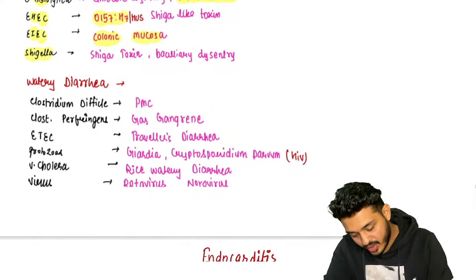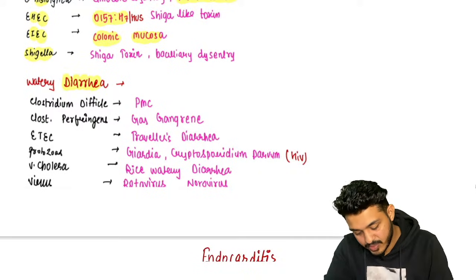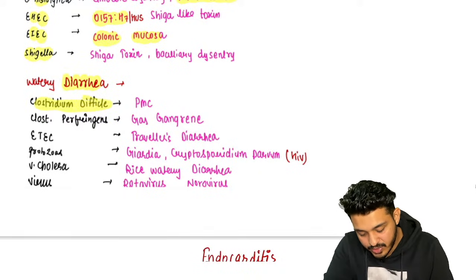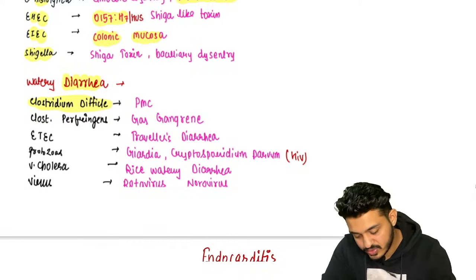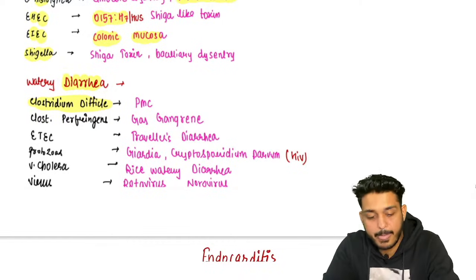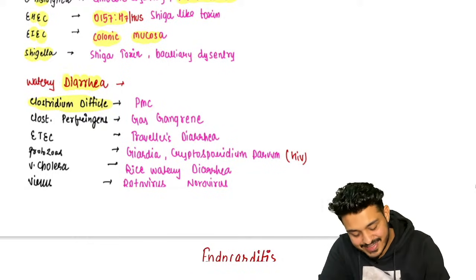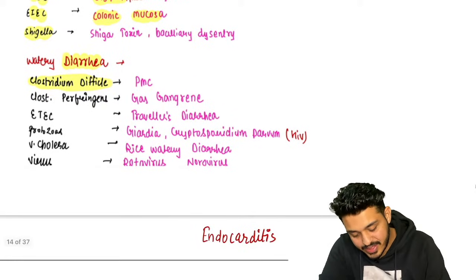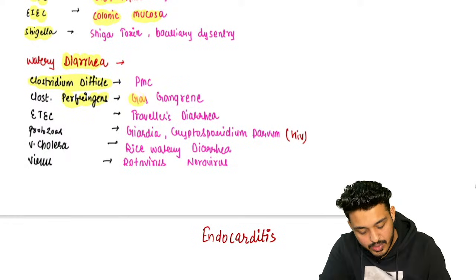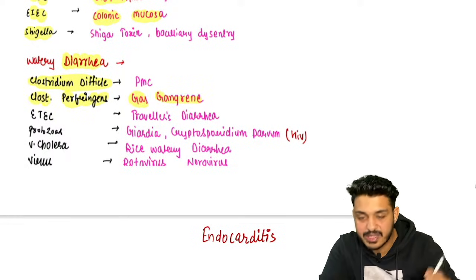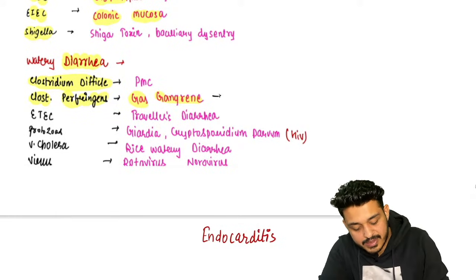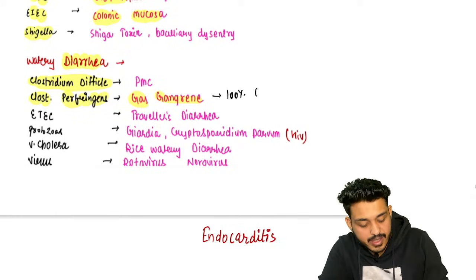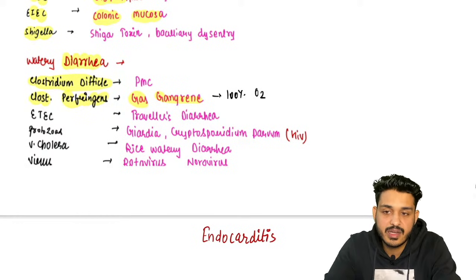You can have watery diarrhea. You can appreciate it with Clostridium difficile. I told you this is difficult to culture, that is why it is known as difficile. It can cause pseudomembranous colitis, the disease that we can appreciate. Next one is Clostridium perfringens, which can lead to gas gangrene. This is Clostridium, it goes deeper, infections are going to be there. You can use 100% hyperbaric oxygen, right? So it can get killed, right?